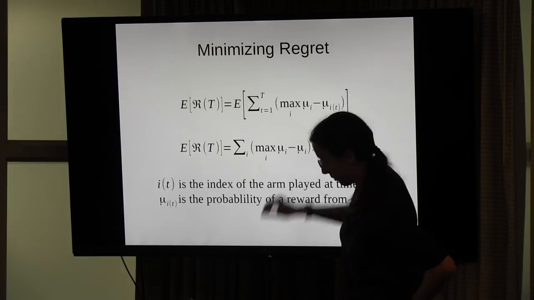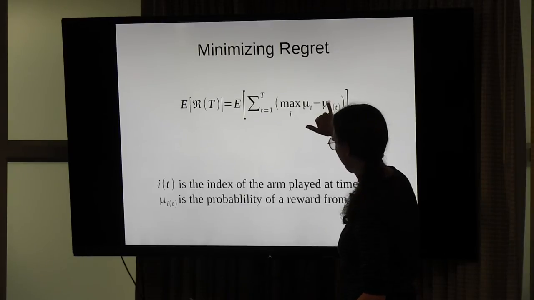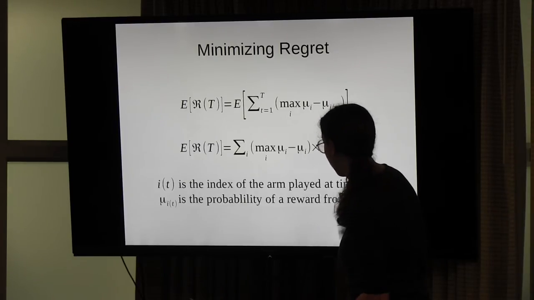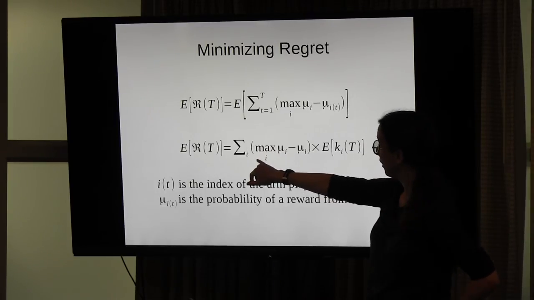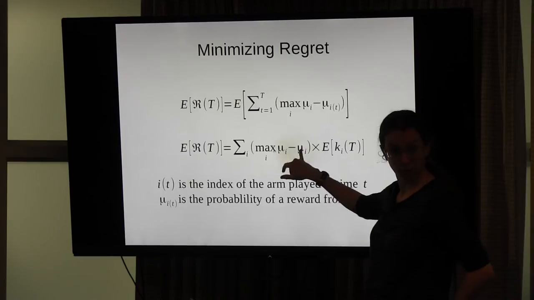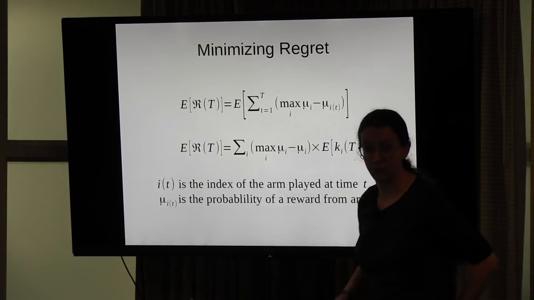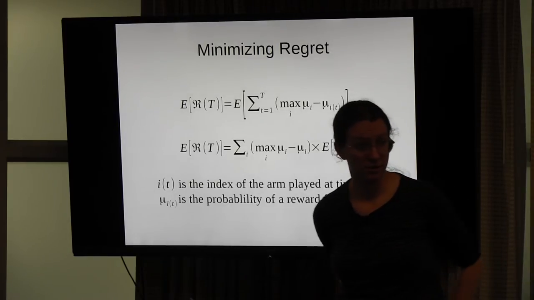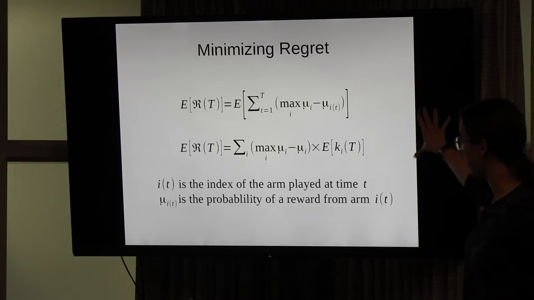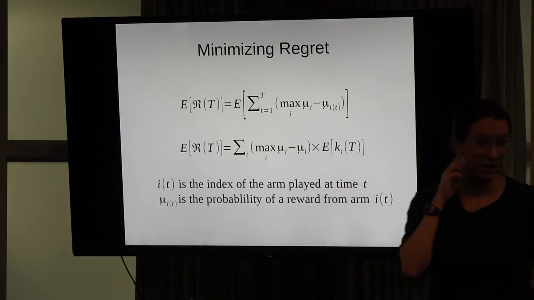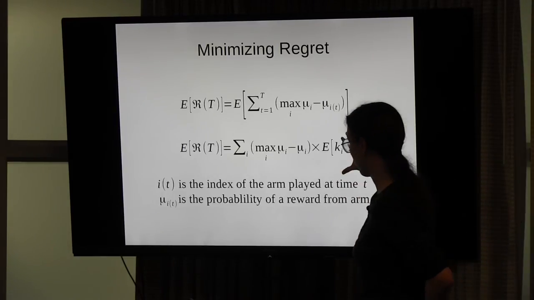So this is that same equation as before. This and this are the same. And you can factor this in a different way so that you can write it in terms of the difference between the true one and the one that you actually picked, which is not under the expectation, and the counts of the times that you picked that policy. For a lot of these algorithms, if you minimize regret, the math works out in a nicer way than trying to maximize the return. So just thinking about it in this way makes things better.